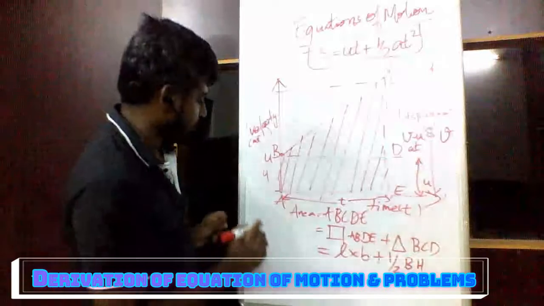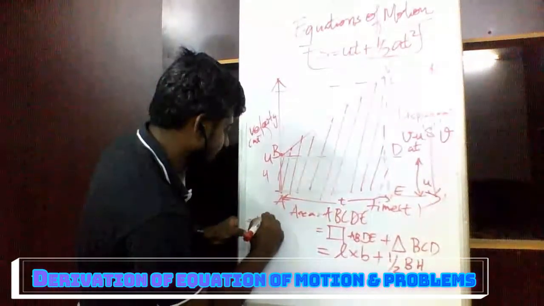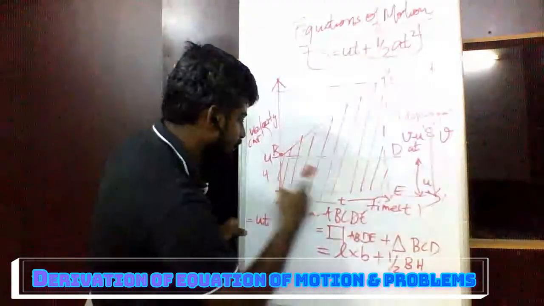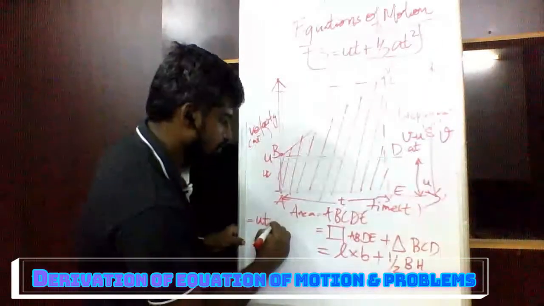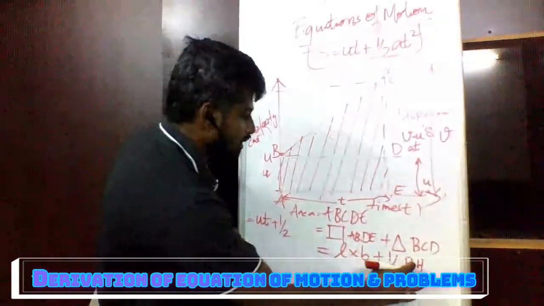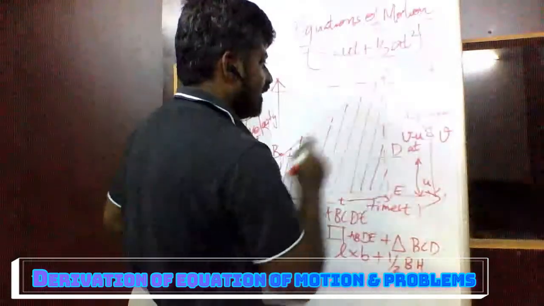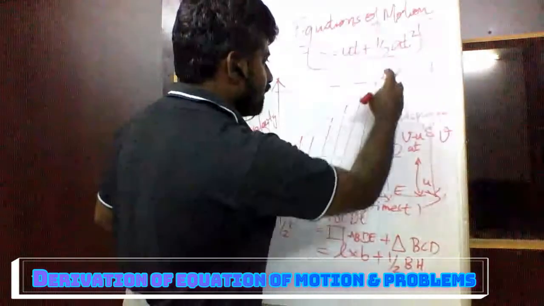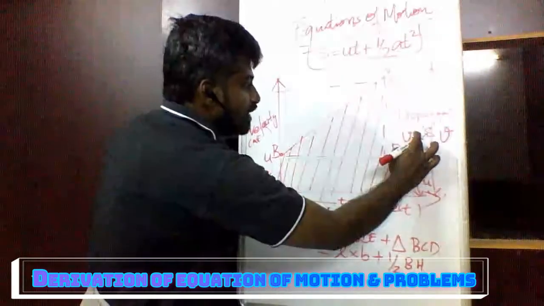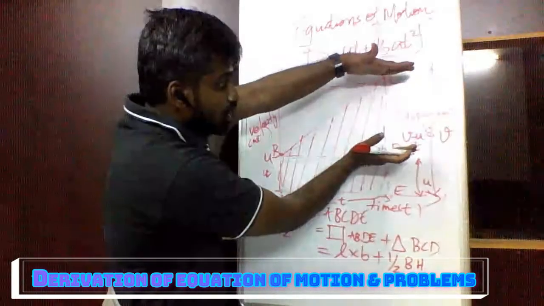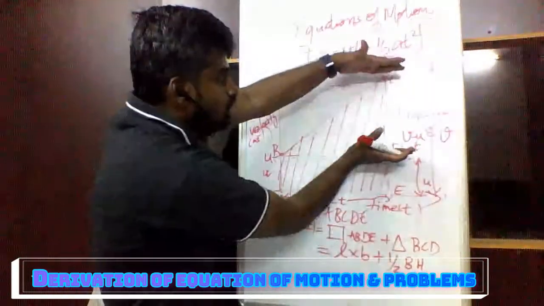Can you see this board? Okay, fine. Now what is length into breadth? T into u, ut. Length is t, breadth is u, the initial velocity. So ut, plus half. What is the base? Base is t. What is the height of this triangle? V minus u, right? This v minus u is equal to at. Instead of this v minus u, we are taking at.